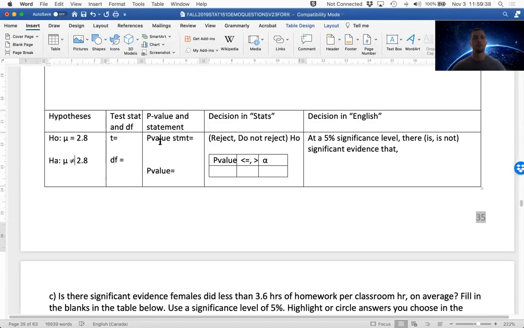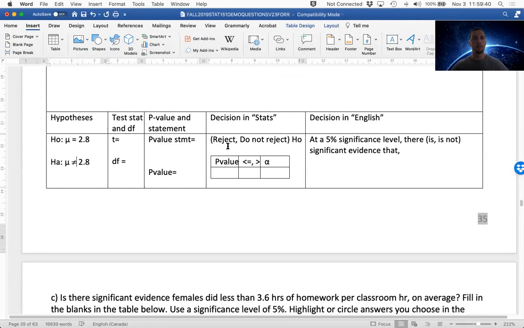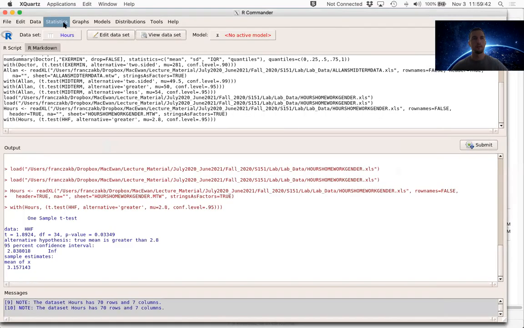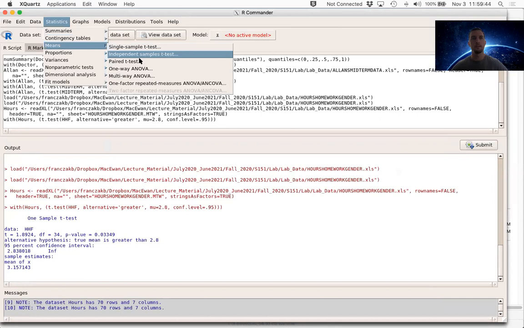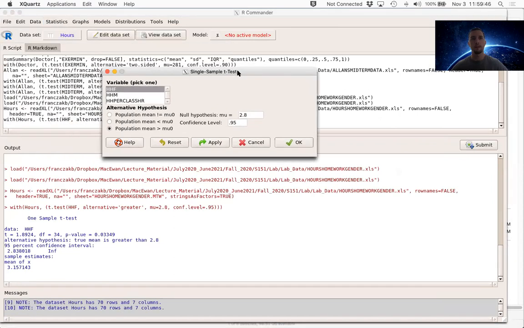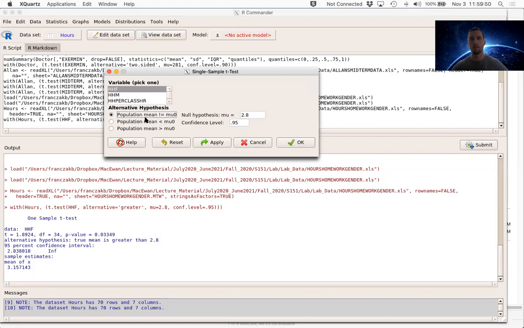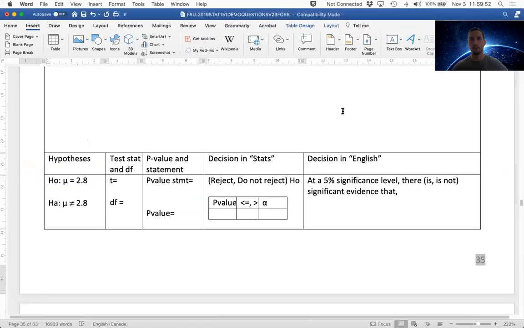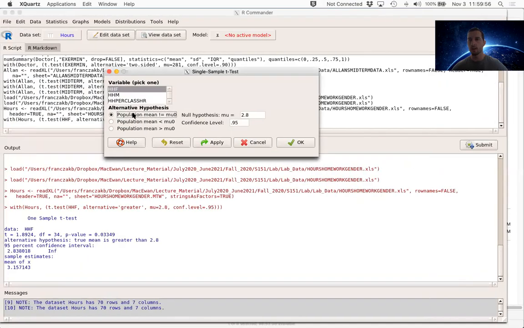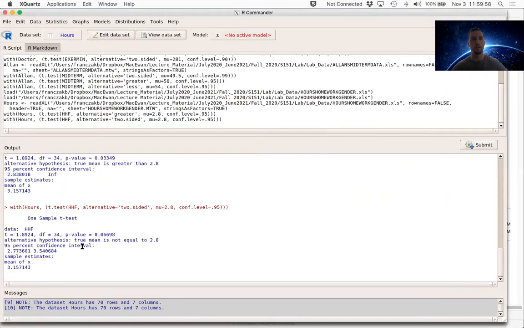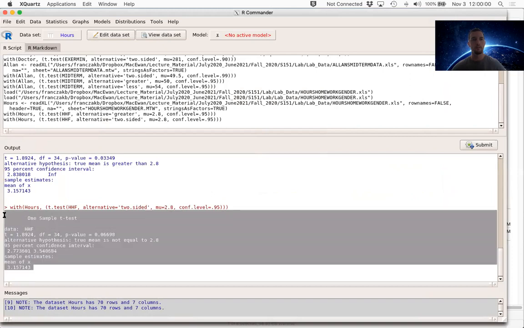Okay. So when we go back to Rcmdr, we'll click statistics, means, single sample t-test, HHF. We're going to change this only to does not equal. Same significance level, same values of interest. We're just changing our alternative to a two-tailed. That gives us the following.